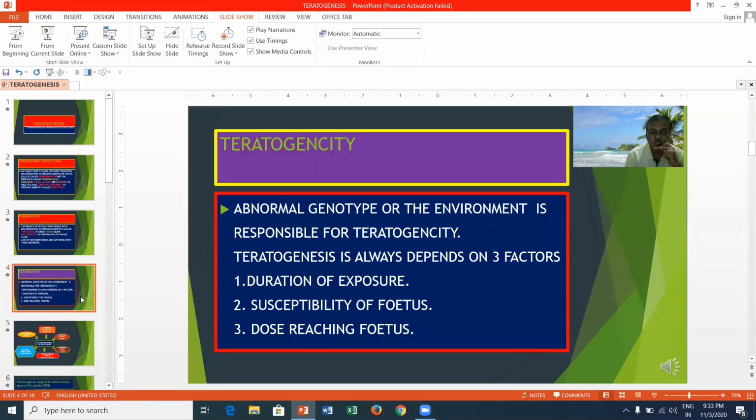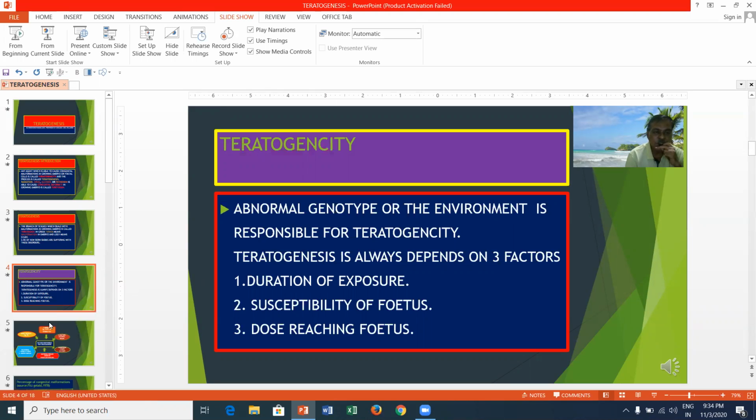Teratogenesis always depends on three factors: duration of exposure, susceptibility of the fetus, and dose reaching the fetus. The teratogenesis in the organisms depends on the duration of the exposure, susceptibility of the fetus, and dose reaching the fetus. These are the three factors which are responsible for teratogenic activity. Malformation is seen in human beings as well as in some animals.